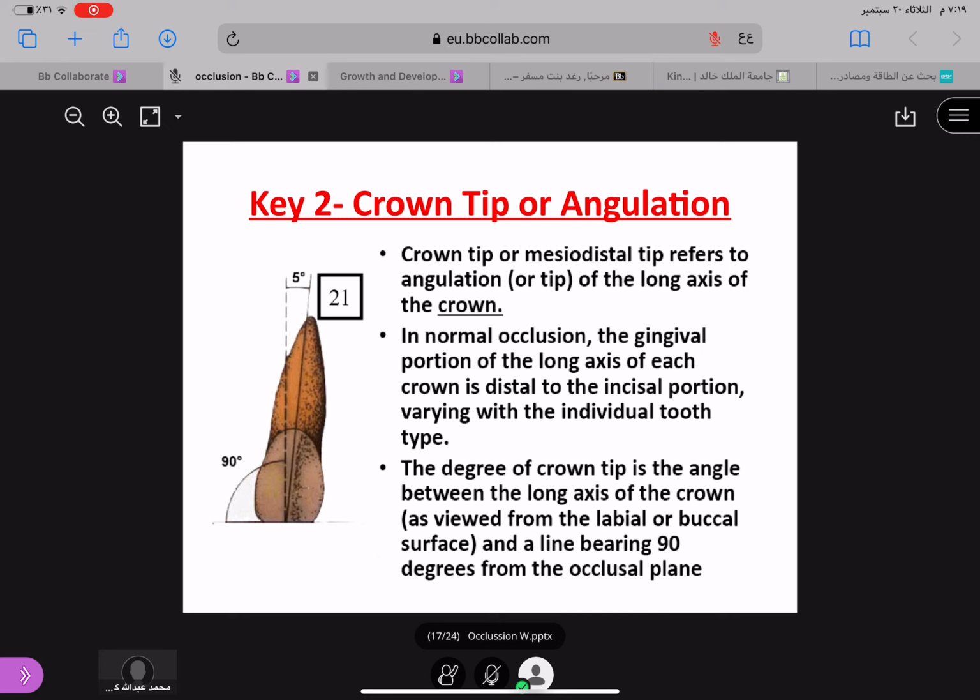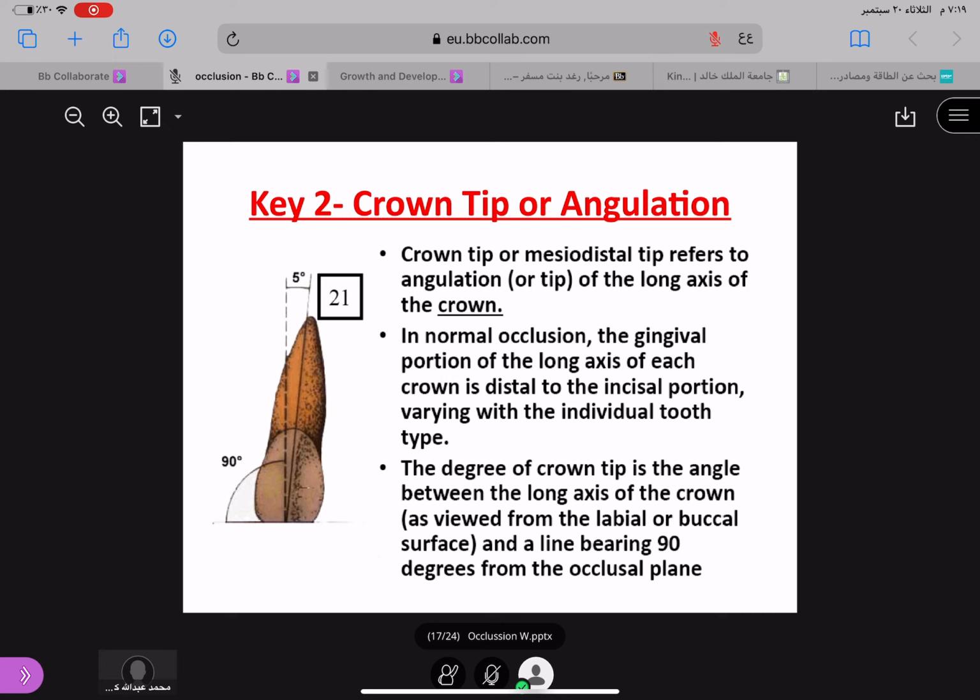So, what is crown tip or angulation? Crown tip is considered a mesiodistal tip, and refers to angulation of the long axis of the crown. In normal occlusion, the gingival portion of the long axis of each crown is distal to the incisal portion, right? The degree of crown tip is the angle between the long axis of the crown and a line bearing 90 degrees from the occlusal plane.